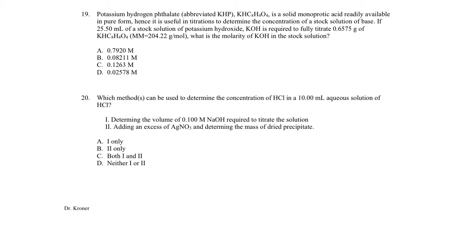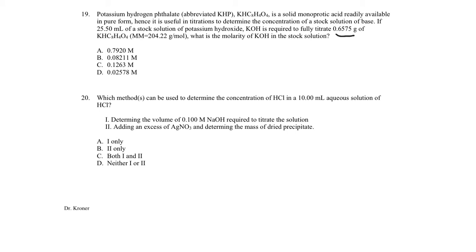If it takes 25.50 mL of a stock solution of KOH to titrate 0.6575 grams of the acid, what is the molarity of the KOH in the stock solution? This is how you determine the KOH concentration that you might titrate something with later.